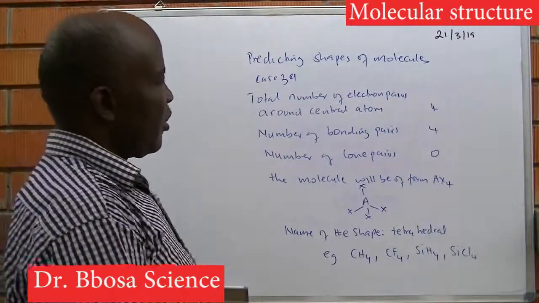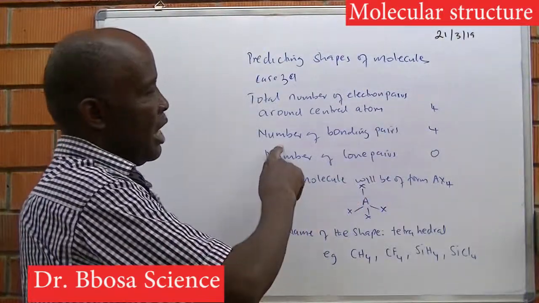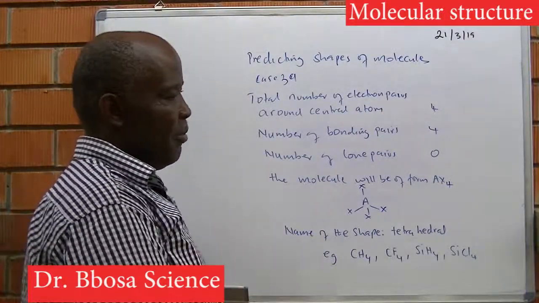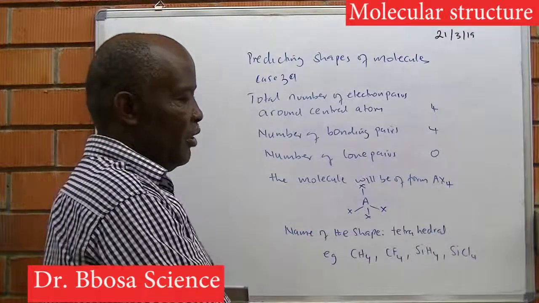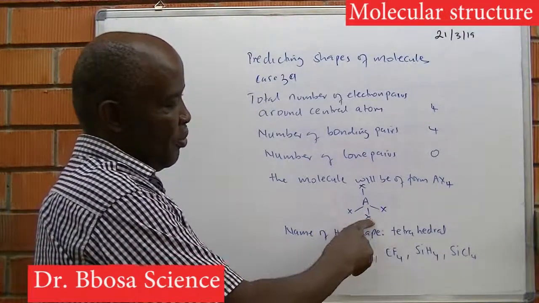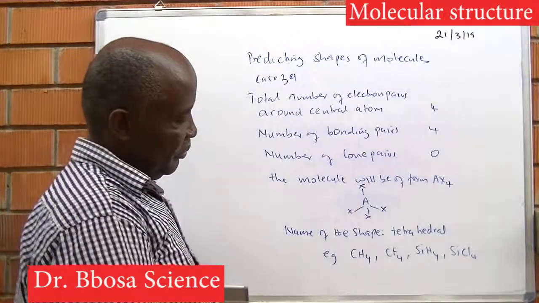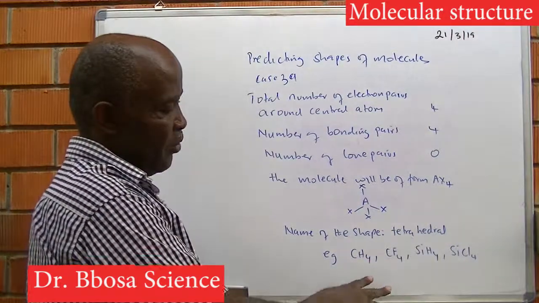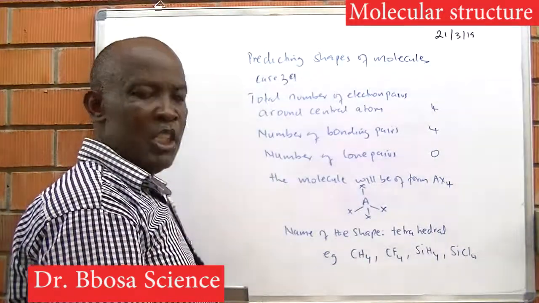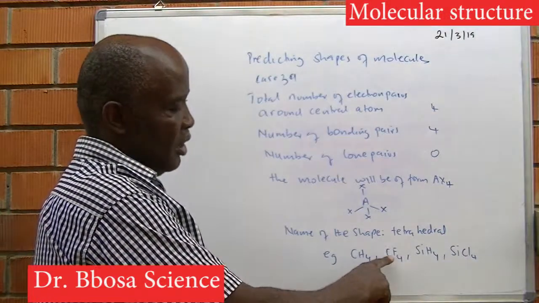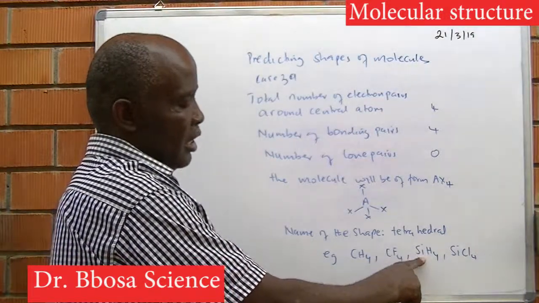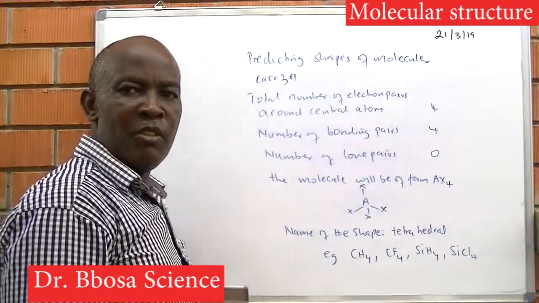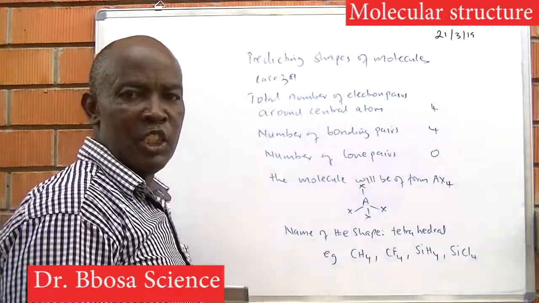Case 3A, total number of electron pairs are 4. Number of bonding electrons are 4. Number of lone pairs is 0. The molecule will be of the form AX4. The shape will be drawn like this, and the name will be tetrahedral. Examples of compounds with the tetrahedral shape will be CH4, CF4, silicon tetrahydride, silicon tetrachloride.